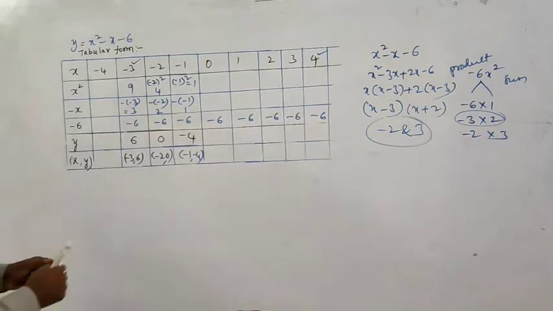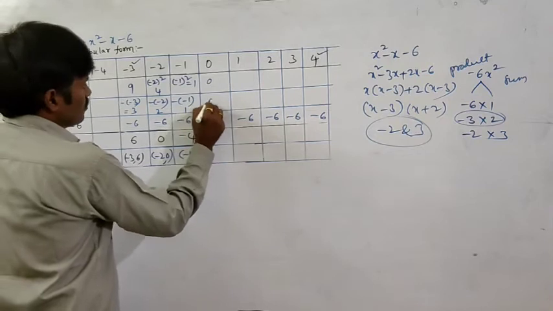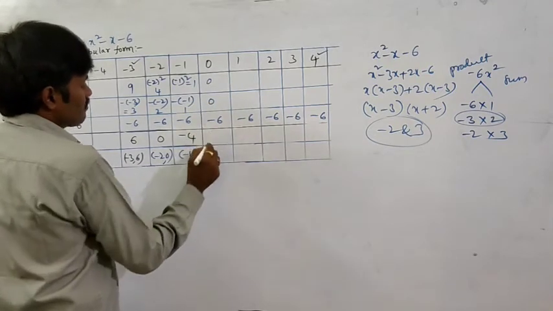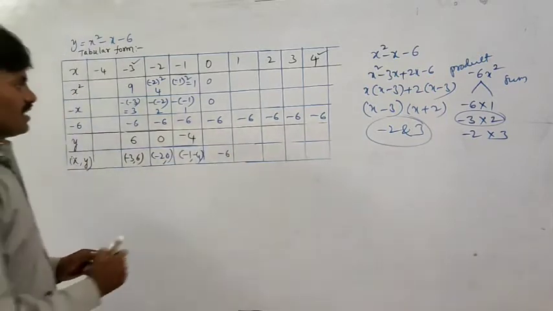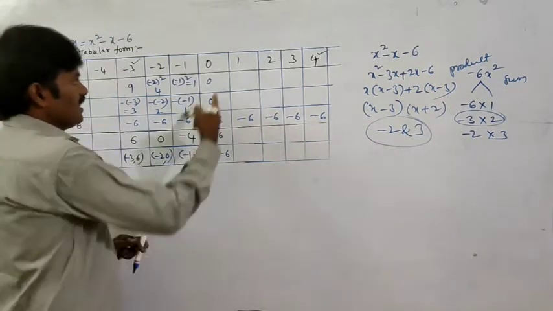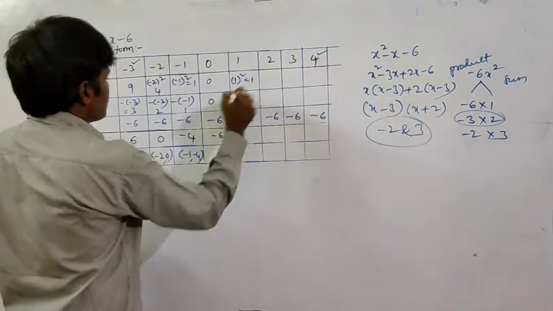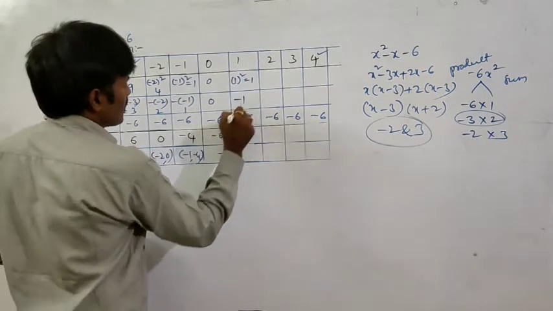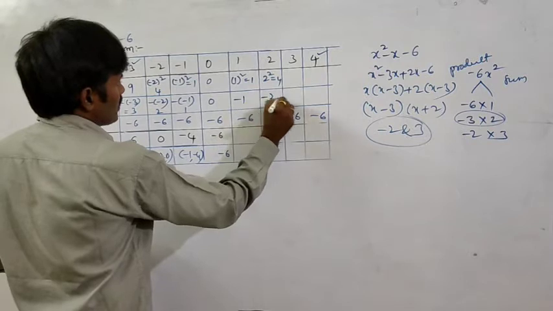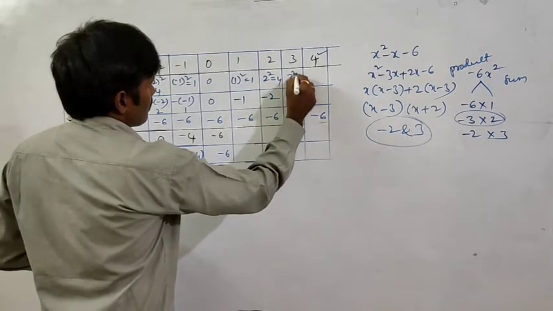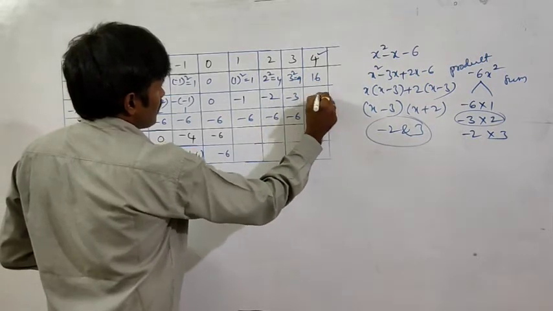Like this. Yes. Here 0. 0 square is 0 itself. Minus 0, 0 itself. So, here the value is minus 6. So, what is the answer here? If you do the sum, we get minus 6. And in this case, 1 square, 1 itself, minus x, that means minus 1, minus 6. Here 2 square, 4, minus 2. Here 3 square, 9, minus 3. Here 4 square, 16, minus 4.